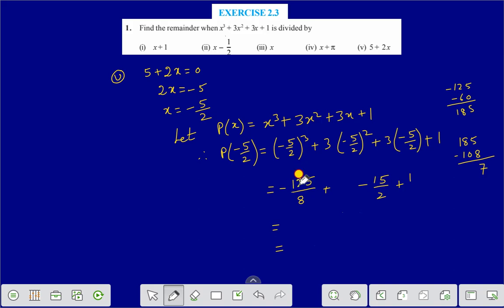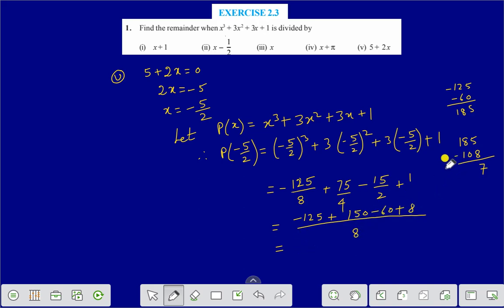Here you see it is minus 125 by 8. The 3x square: 5 5 is 25, into 3 is 75, so 75 by 4, minus 15 by 2, plus 1. Now LCM is 8: minus 125 plus 2 into 75, that is 150, minus 4 into 15 is 60, plus 8.